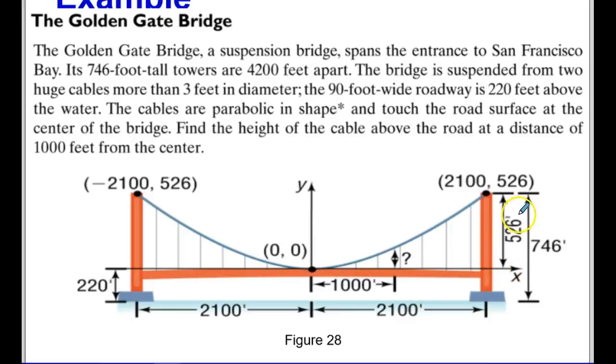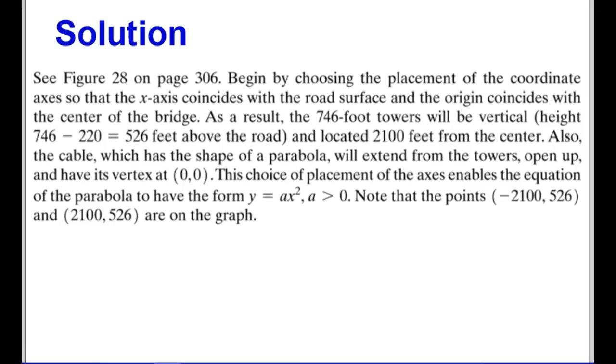So that's where we get this 526 from, and that's going to be a very important number. We also know that this is 2,100 feet because the entire thing is 4,200 feet. Okay. Generally, when we're dealing with these word problems, we want to set our vertex at the origin. Just makes it a little bit easier to deal with. So now I know that I have a point, negative 2,100 and 526, and a positive 2,100, 526.